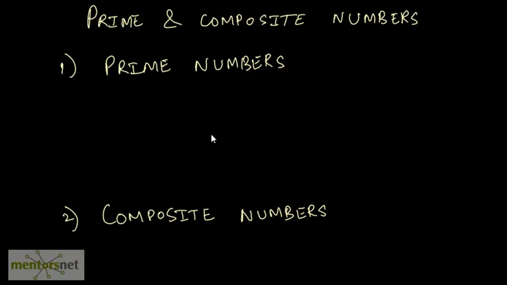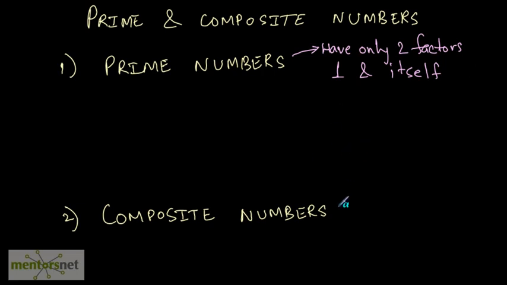In this video we will be discussing prime numbers, composite numbers and coprime numbers. So what is a prime number and what is a composite number? Well, a prime number is a number which has only two factors, and those two factors can be the number 1 and the number itself.